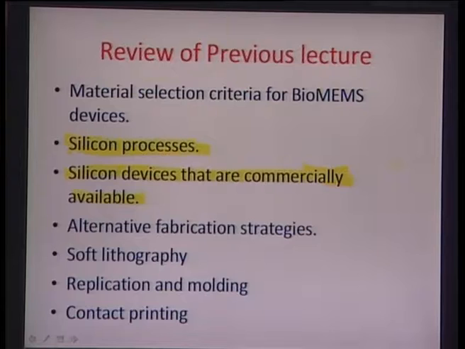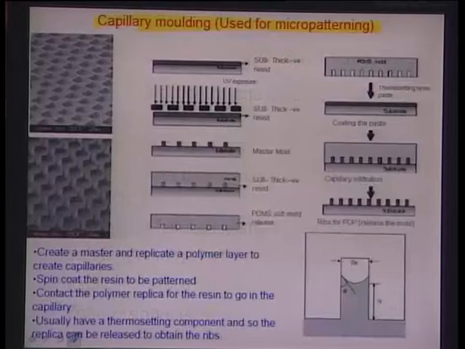We started with some of the alternative fabrication strategies using polymeric devices and covered some portions on soft lithography like replica molding and contact printing. So, we are going to go ahead on this spree and try to finish the soft lithographic processes today, after which we will do a little bit of introductory electrochemistry.